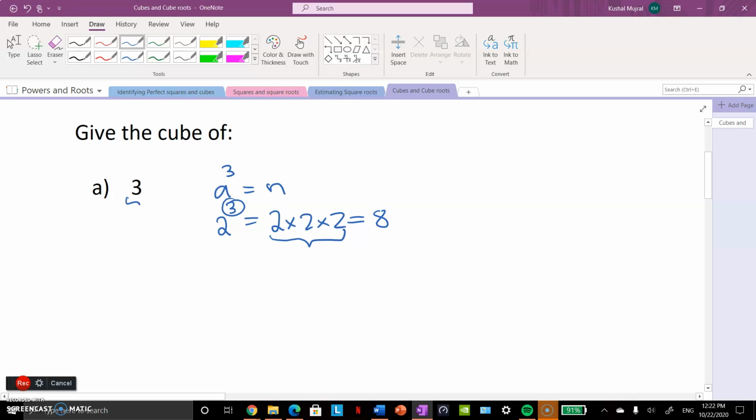Let's take a look at this. 3 cubed. So 3 cubed equals 3 times 3 times 3, which is 9 times 3, which is 27. Okay? Let's take a look at the next question.